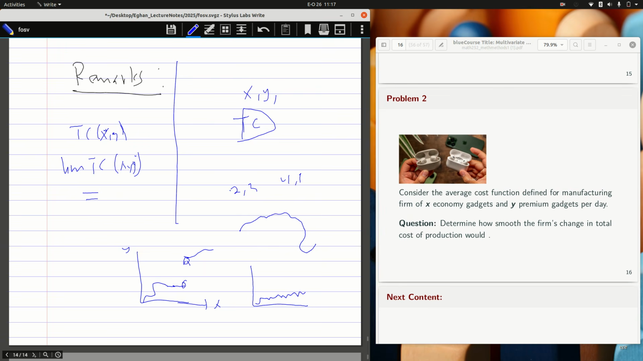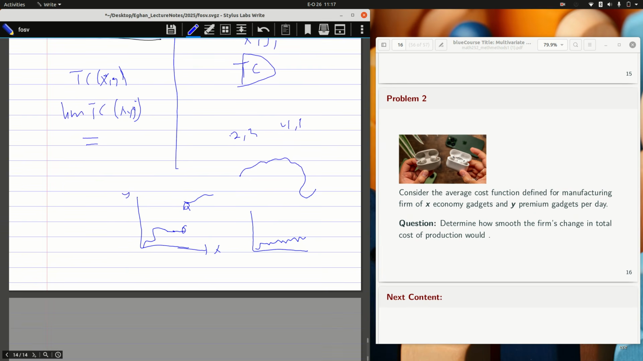This is very important because the company wants to check their selling price, their production level, and then the cost efficiency between these two gadgets. That's how continuity is very important in our firm for production.